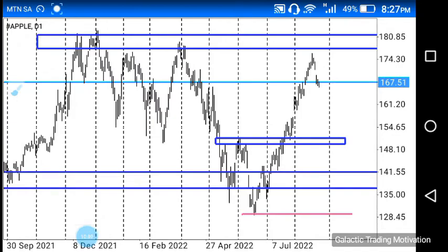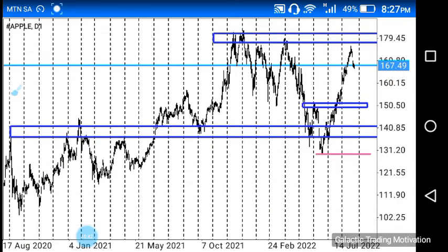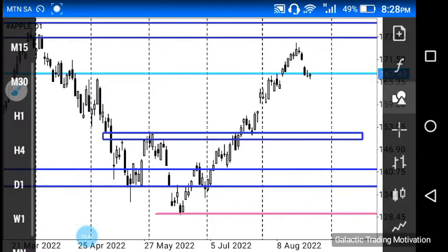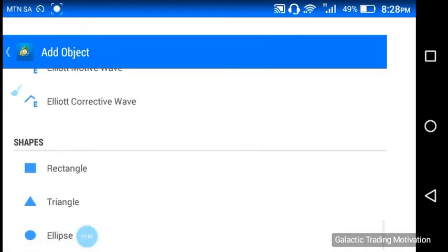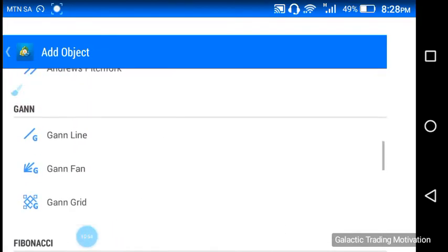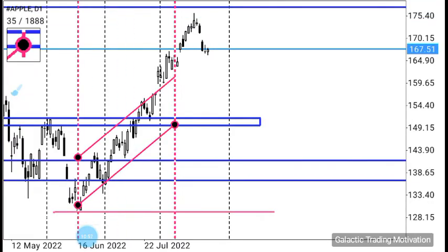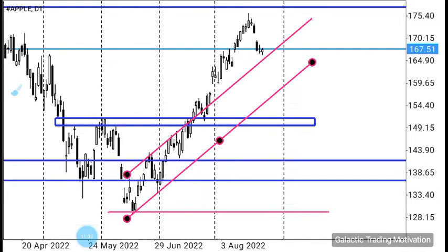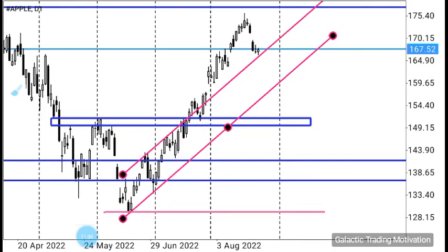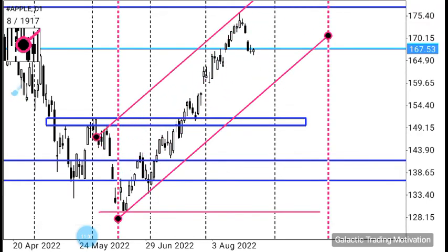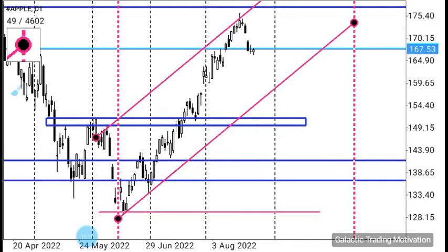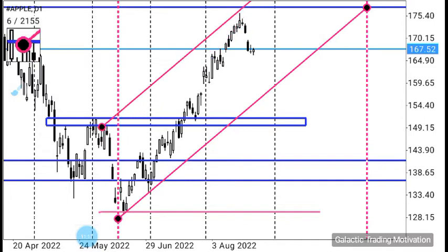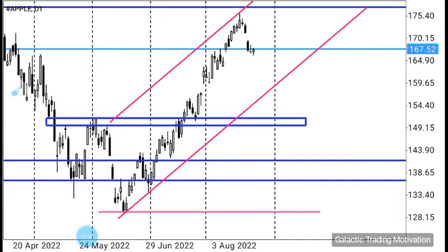On the daily chart, I'm just going to attempt to add a channel. Just want to see if I can add one. Just bear with me. Let's see. Just bear with me, guys, while I add my channel. So there goes our daily channel. We can see that we are in a very strong uptrend. There we go. Right.